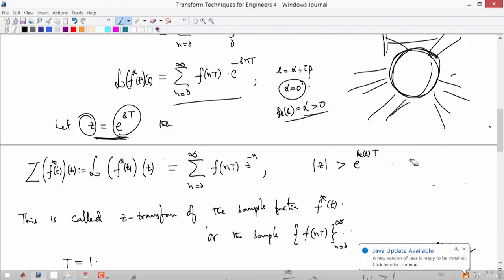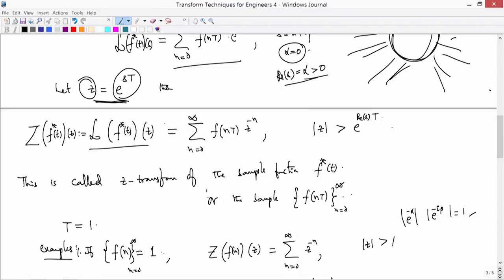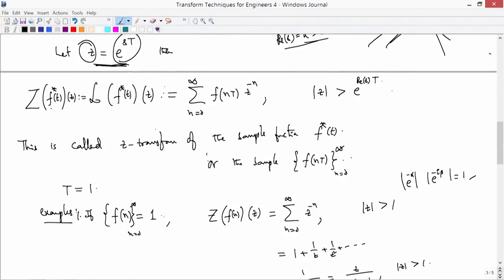This is how you apply the Laplace transform to the sample function, so that you get your z transform. Whatever Laplace transform you have, I denote in this way, the z transform of this sample function, which is a function of z. As a function of z, you have this as your definition. So this is your definition of the z transform.